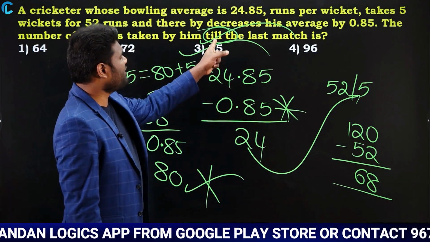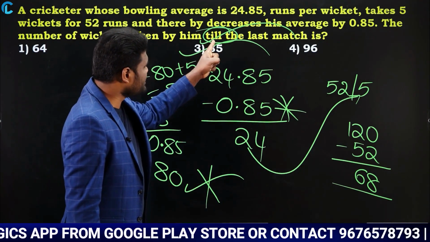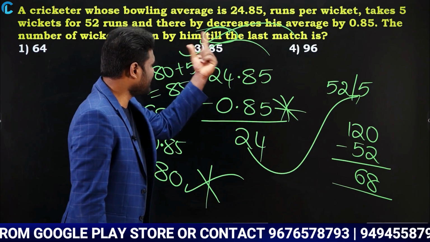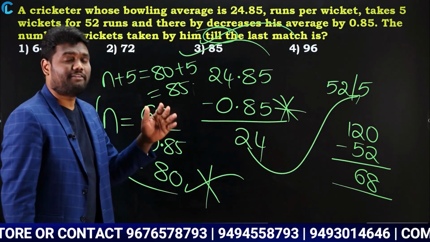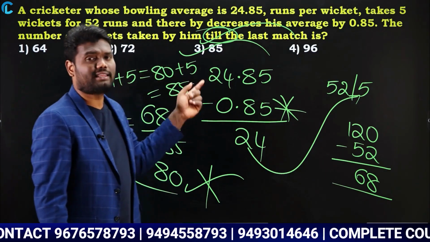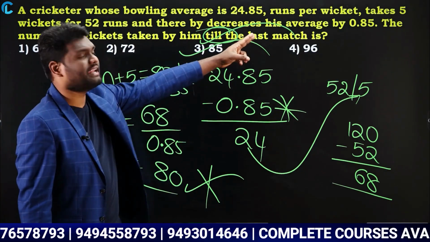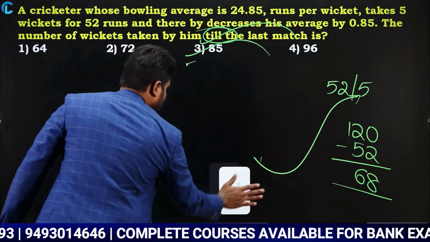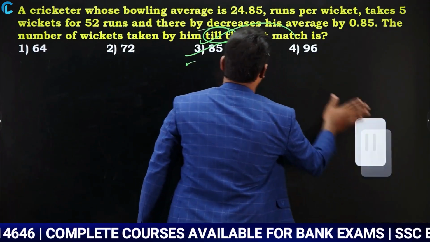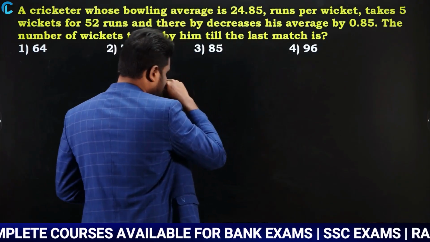But don't forget, whenever you're trying to solve these questions, cross check whether it is before the last match or till the last match. If it is before the last match, you need to say the value of n. But if it is till the last match, you need to add the number of wickets you have taken in the last match. Okay, if you want, you can solve the same question using the concept of left hand side difference, right hand side difference.